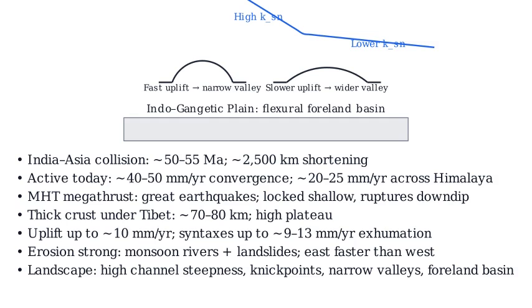Uplift is rapid, up to about 1 centimeter per year locally, and erosion by rivers, landslides, and glaciers keeps pace in many areas. The landscape records uplift with steep channels, nick points, and narrow valleys, while the foreland basin stores the sediment. This active orogen remains a natural laboratory for understanding how tectonics and climate shape Earth's highest mountains.